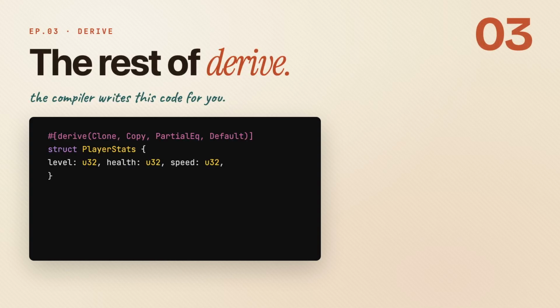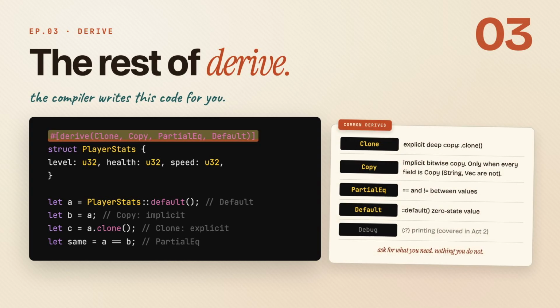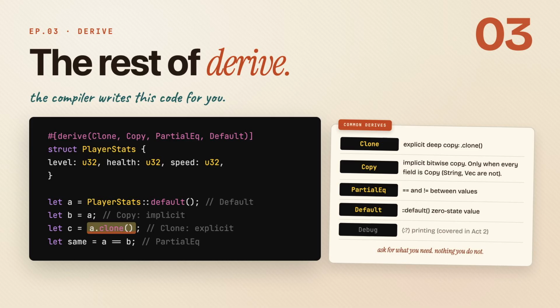There's one line above the struct that asks the compiler to write code for you. This is what derive does. Clone, Copy, Default, and PartialEq. 4 pieces of behavior, all generated. We covered Debug in earlier scenes. Now let's go through the rest.